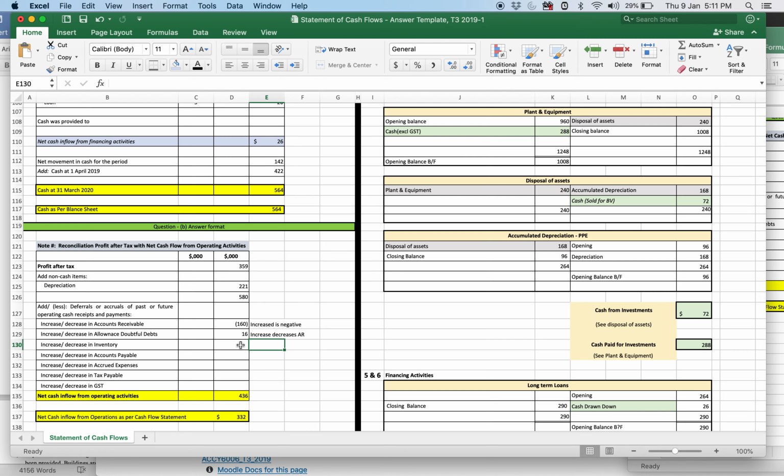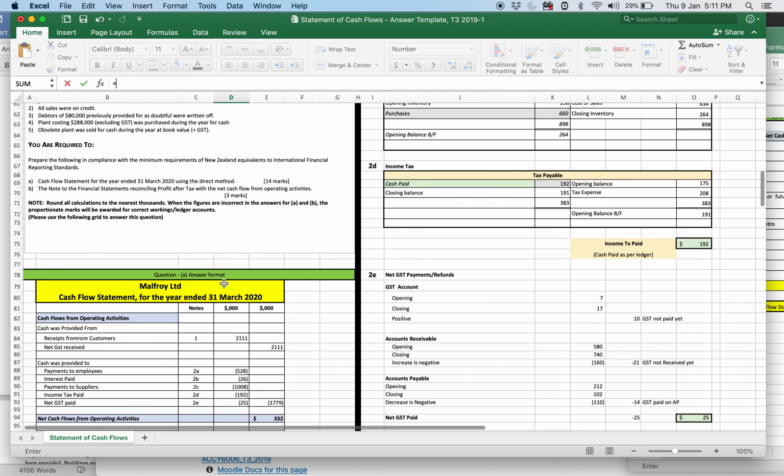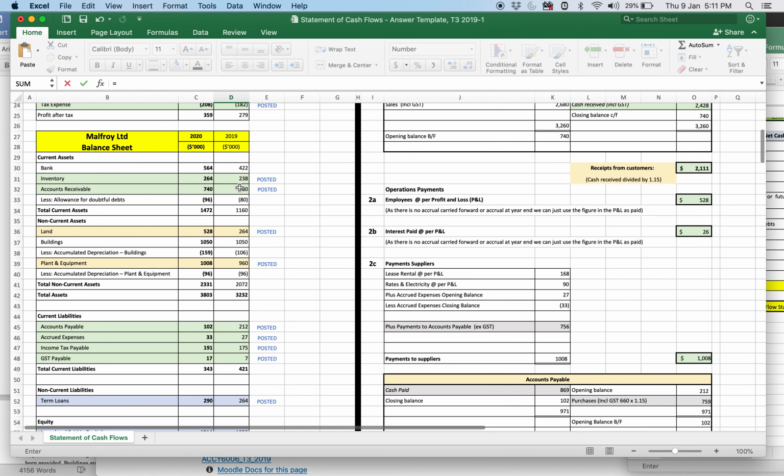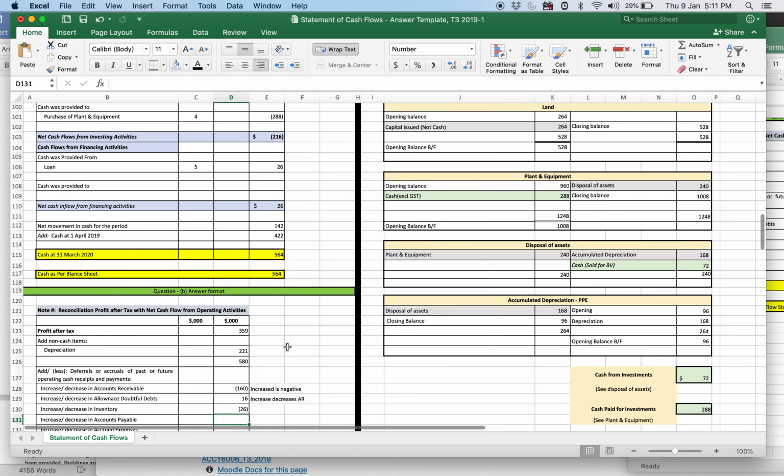Increase and decrease in inventory, right? If we increase the inventory, it has a detrimental effect because we've got money locked up in the inventory rather than in the bank. So again, it'll be the opening minus the closing. So if we go to the inventory.